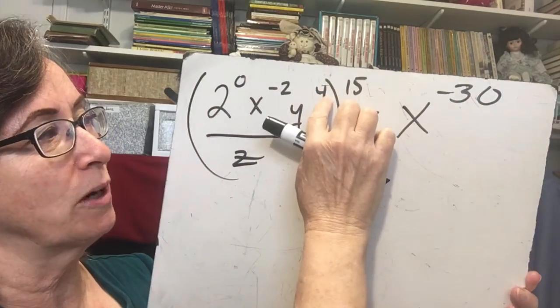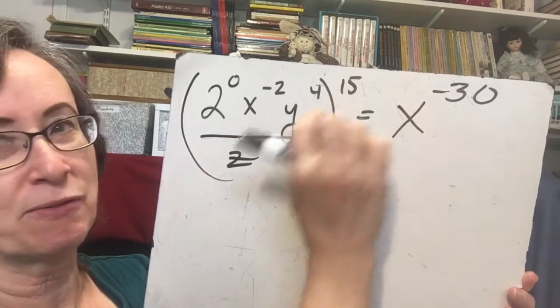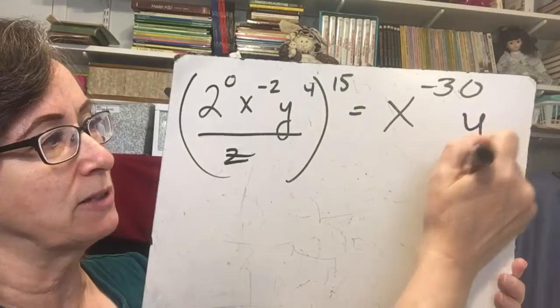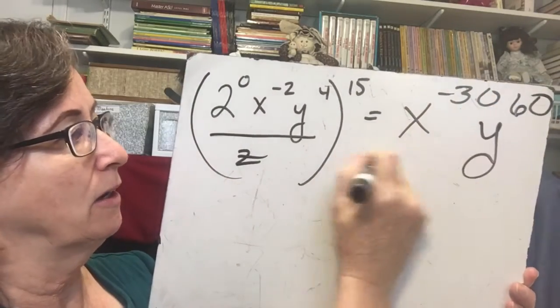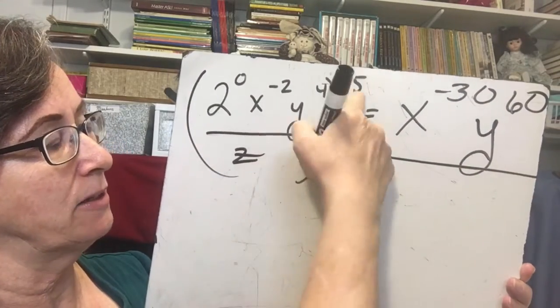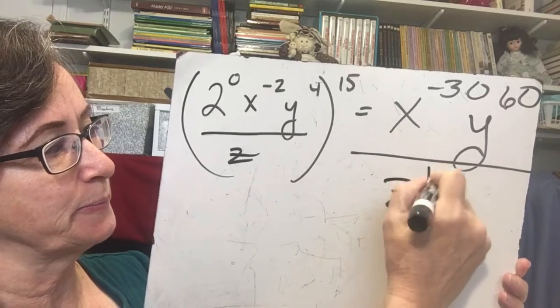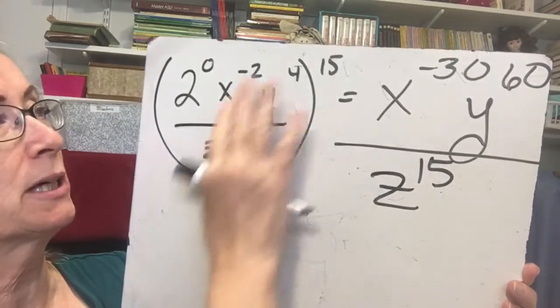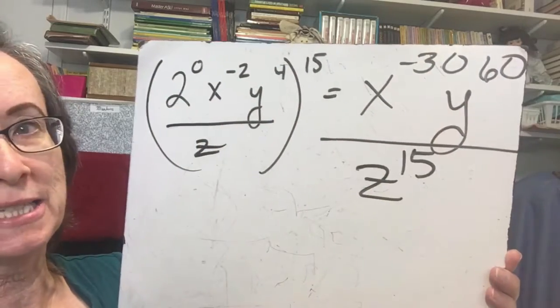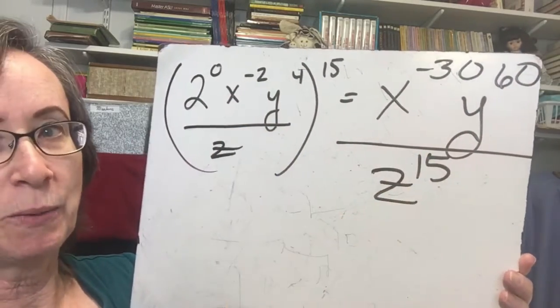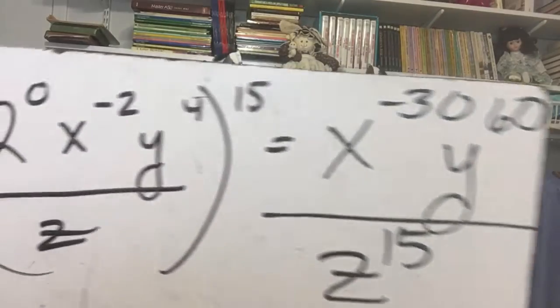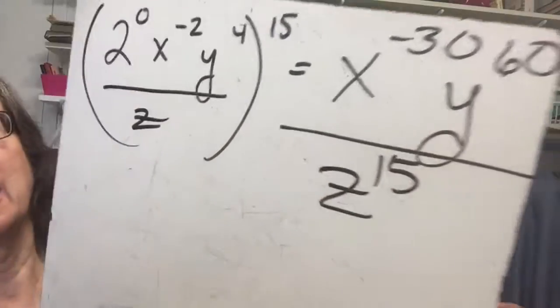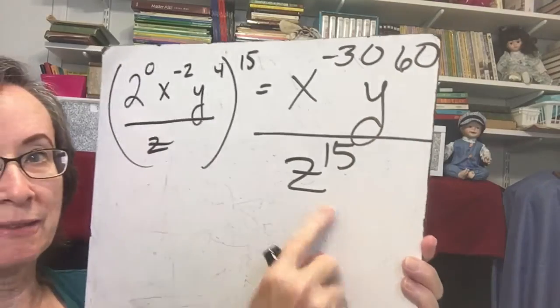Y to the 4 raised to the 15. 4 times 15 is 60. So I get y to the 60 over z to the 15. Now, I'm thinking that's the way your book's going to leave it, because your book seems to be just simply doing the problem. Okay, so that is exactly the way that your book leaves the answer.